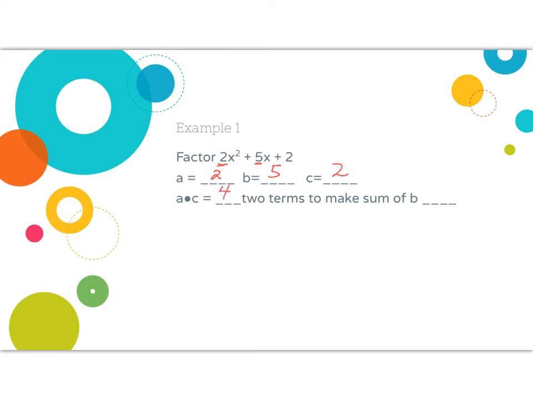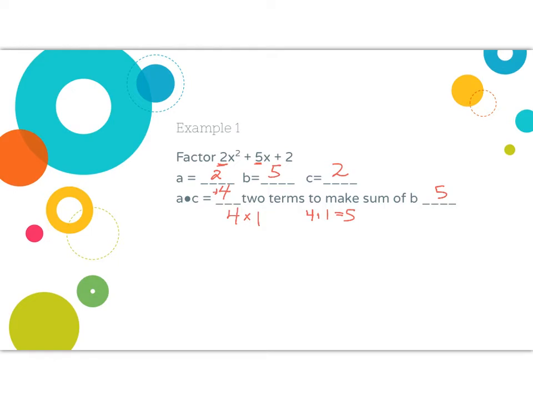And we need two terms to make the sum of b, which is 5. So that's a positive 4, 4 times 1 equals 4, and 4 plus 1 equals 5. So those are going to be our two terms.